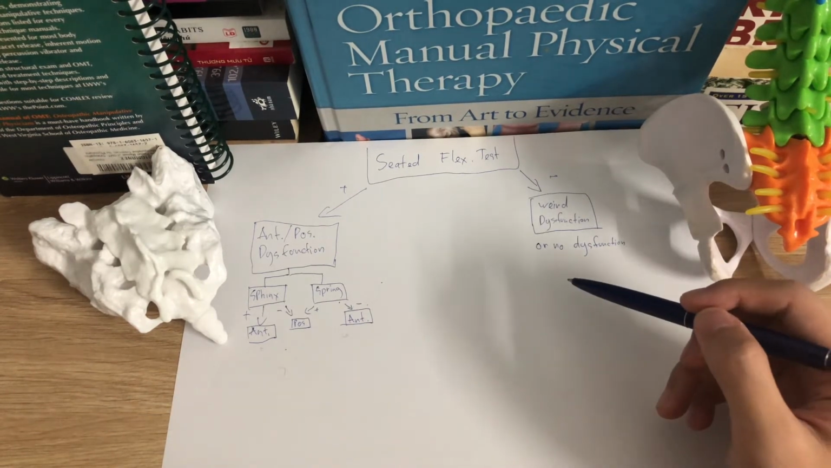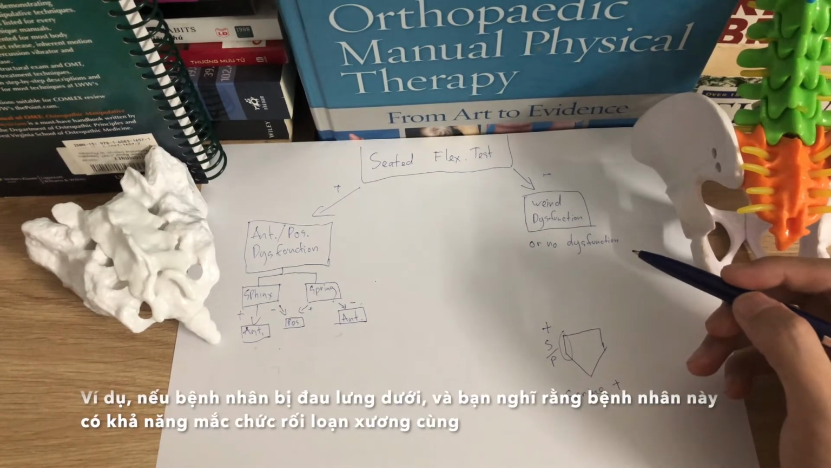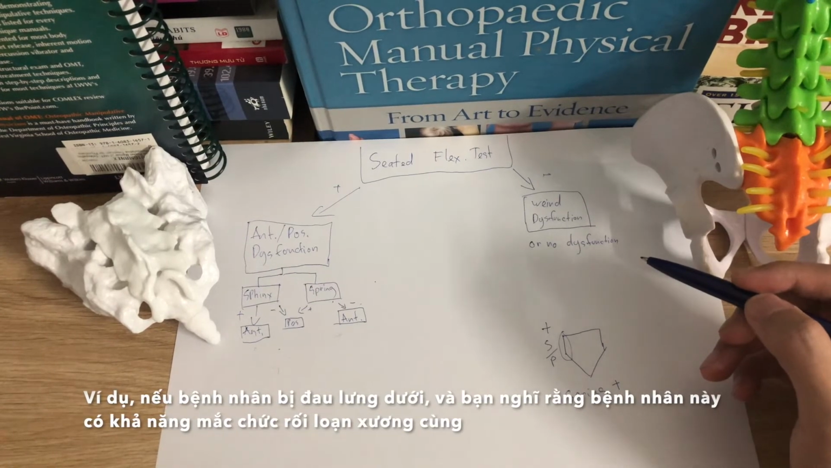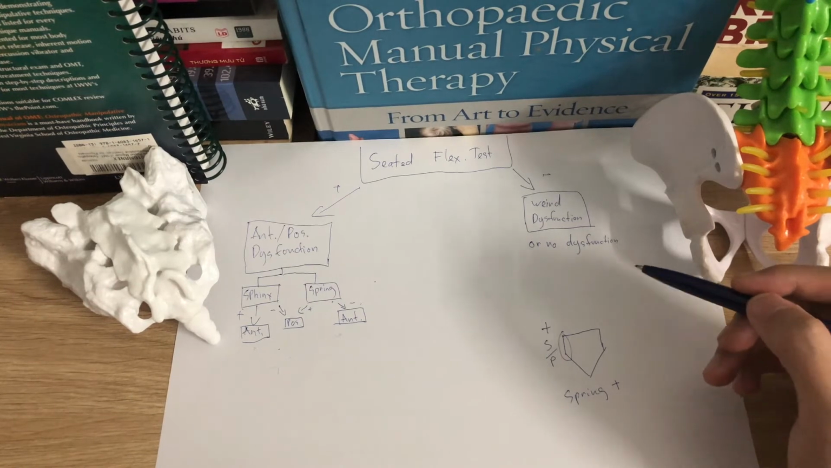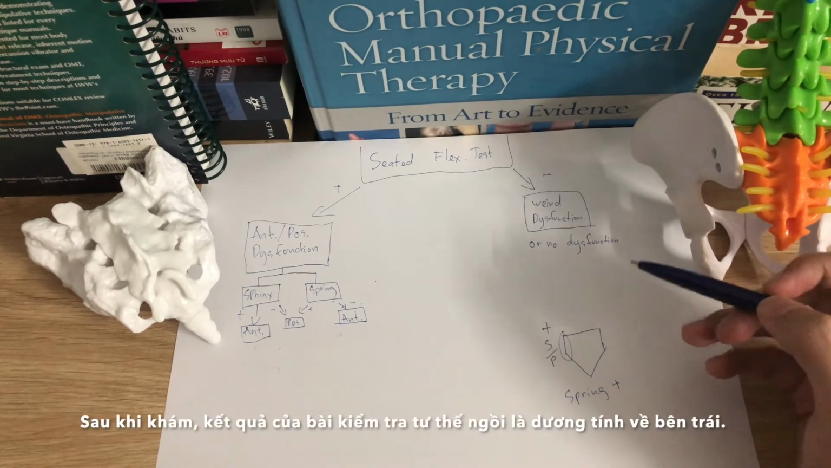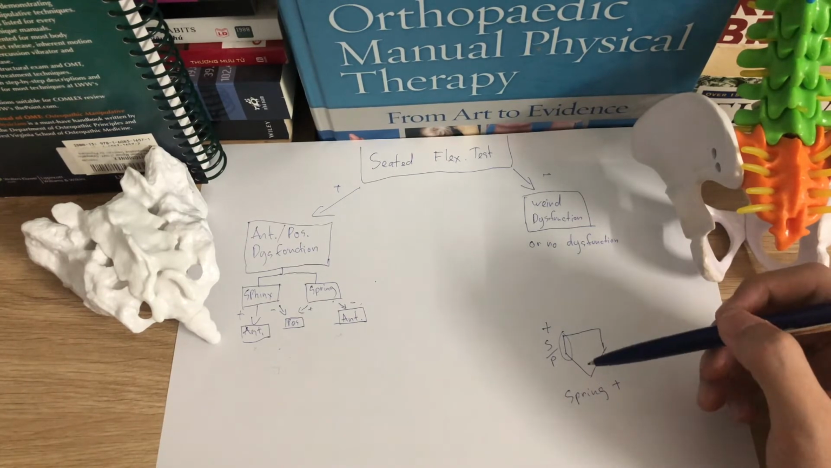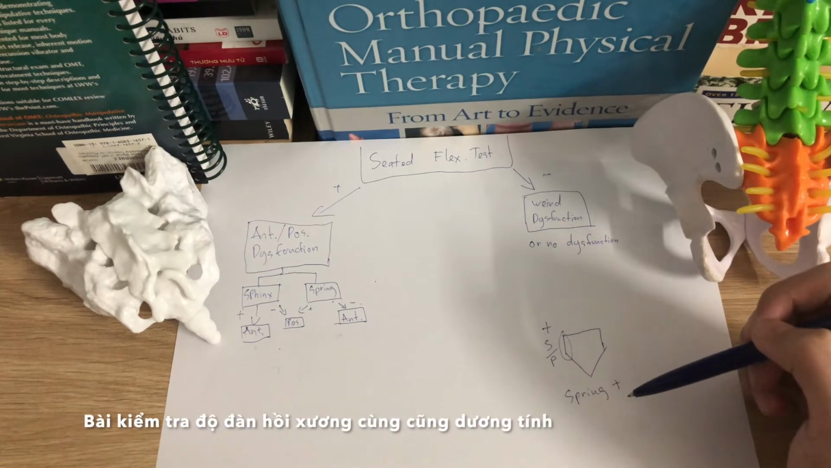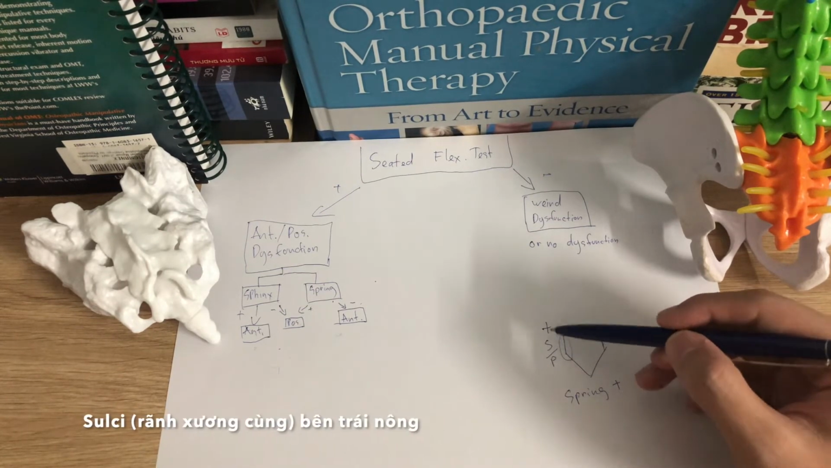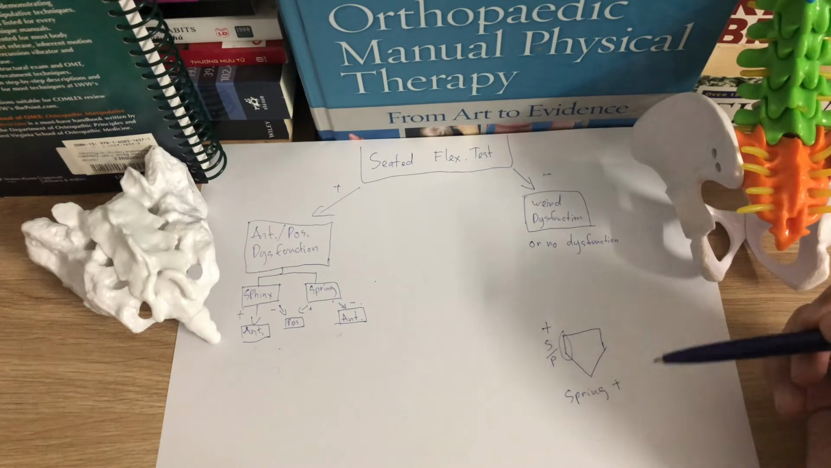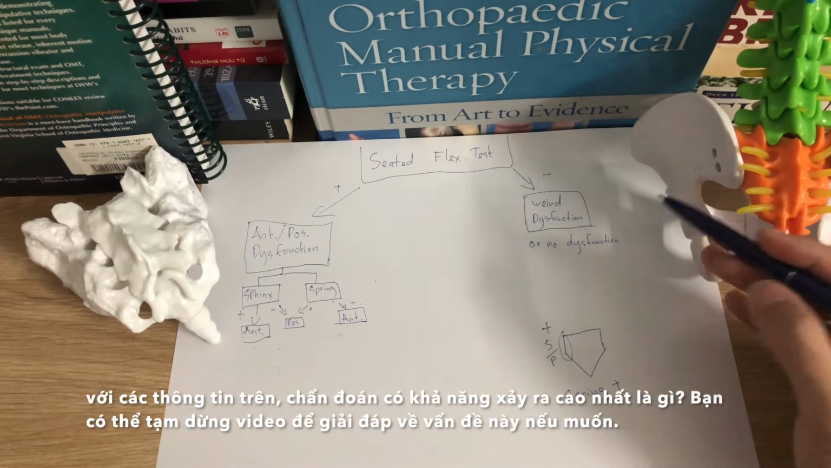So to put it into practice, let's say a patient comes into the clinic complaining of lower back pain, and you suspect an osteopathic sacral dysfunction. With the flexion test, it is positive on the left side, and the spring test is also positive. The left sulcus is posterior, which also means shallow. So what is the most likely diagnosis? You can pause the video to solve this if you like.